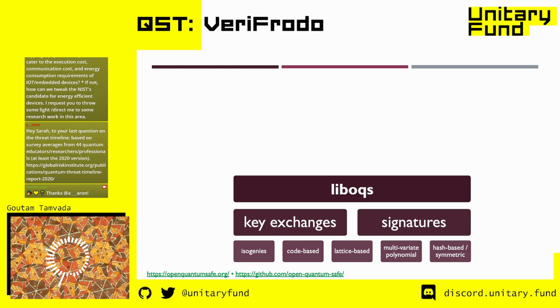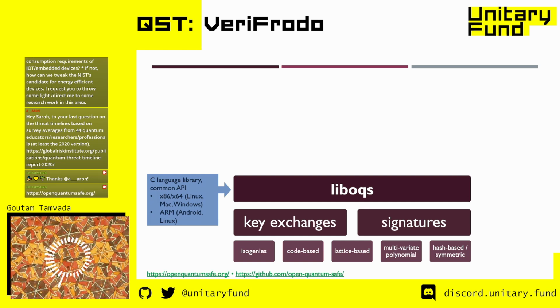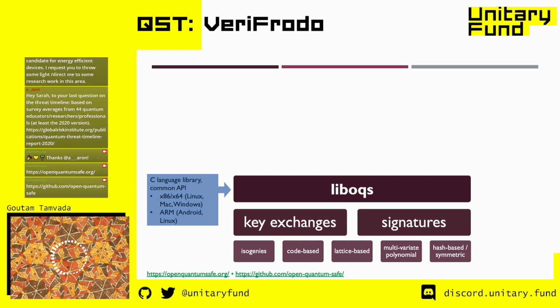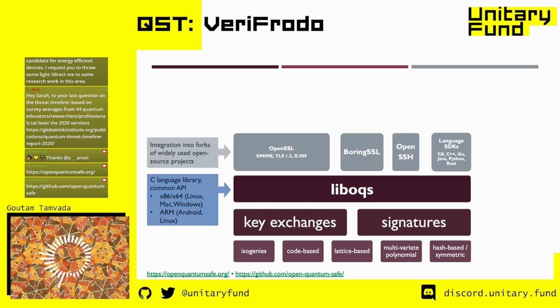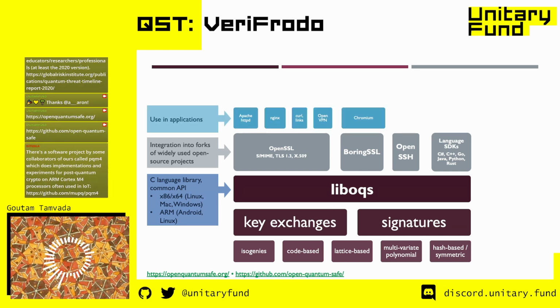For a broad overview, the OQS project is an open source project that aims to support the development and prototyping of quantum resistant cryptography. The workhorse of this project is a C language library called liboqs that provides implementations of post-quantum key exchange and signature algorithms. We've integrated liboqs into forks of OpenSSL, BoringSSL, and OpenSSH, and I'll explain what these are shortly. These integrations basically help us integrate post-quantum cryptography into protocols like TLS and SSH. And through these integrations in OpenSSL and BoringSSL, we can also provide demonstrations of post-quantum cryptography being used in commonly used applications such as the Apache and Nginx web servers, as well as the Chromium web browser.